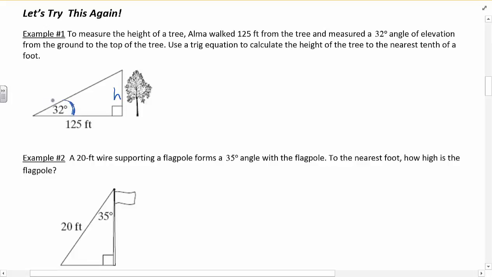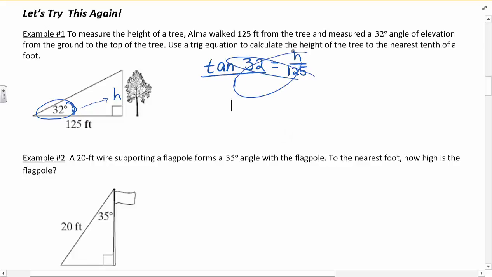All right, well, I have an angle. With respect to this angle, the h is the opposite side, and the 125 is the adjacent side. So I have opposite and adjacent, O and A. That's tan. So tan of 32 equals h over 125. If you're looking for a side, cross multiply. I am looking for a side, so I'm going to put that over 1.